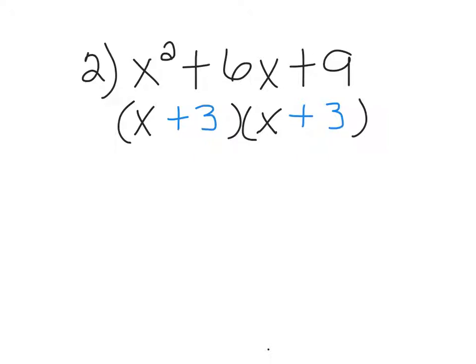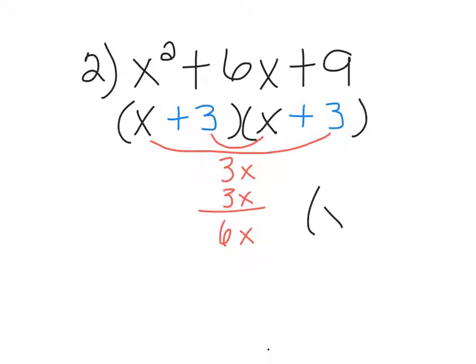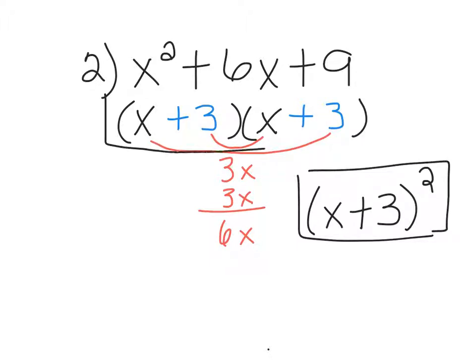Then I'm going to go back and just double check that I really do get that middle term of positive 6x. So 3 times x is 3x, and then x times 3 is also 3x. And when I add those up, I get 6x. So these are the correct factors, x plus 3 times x plus 3. I can leave it like that, or I can write it as the product x plus 3 quantity squared. Either one is correct, and I accepted that on your test. Both of these mean the same thing.